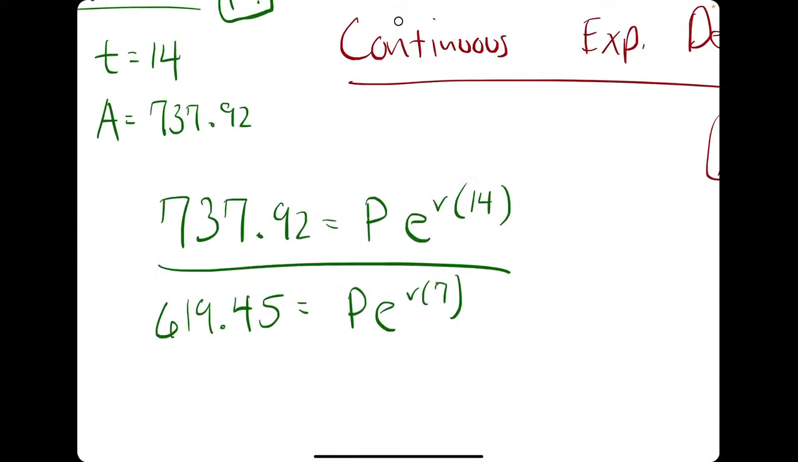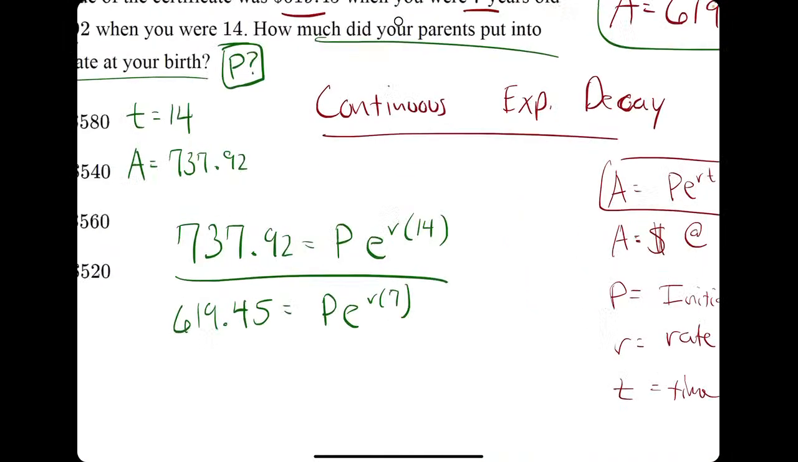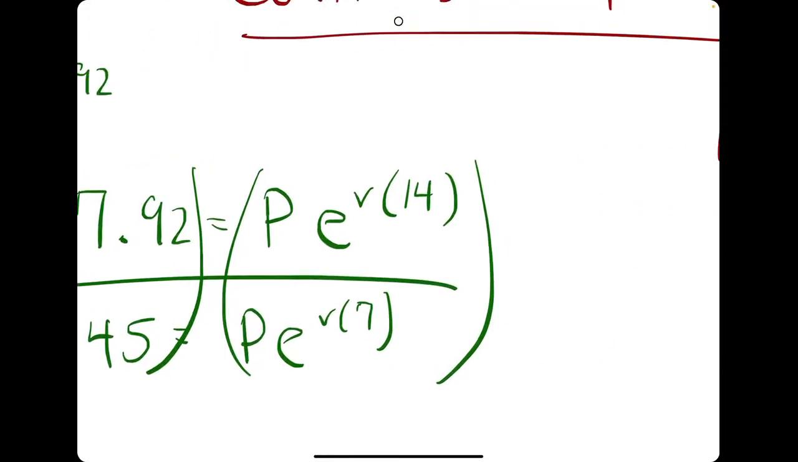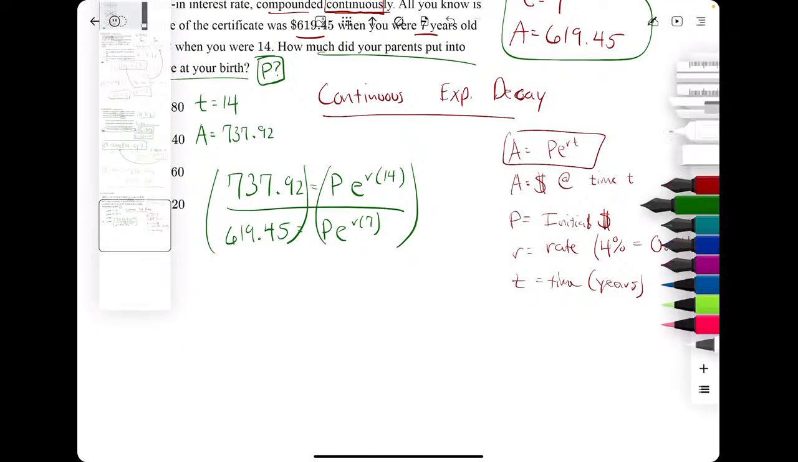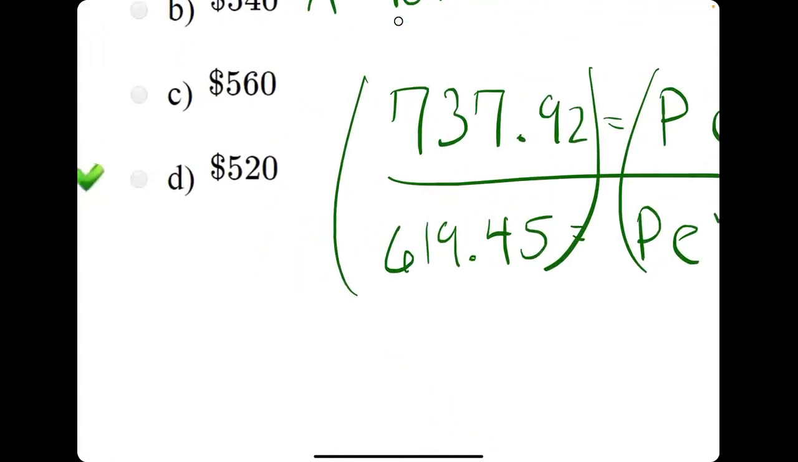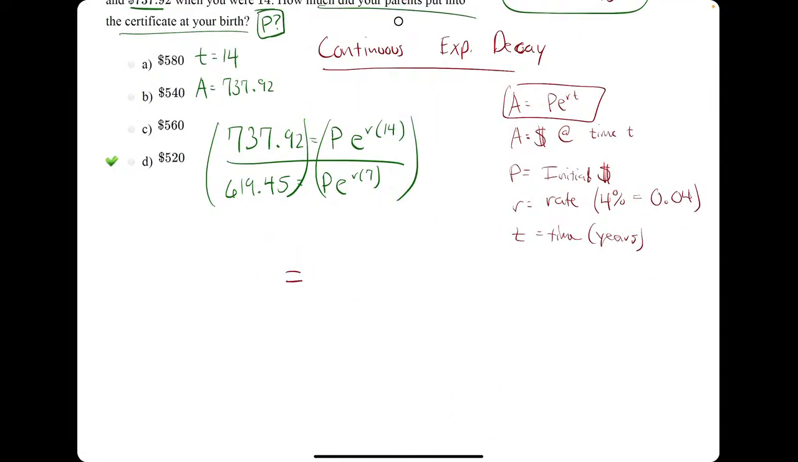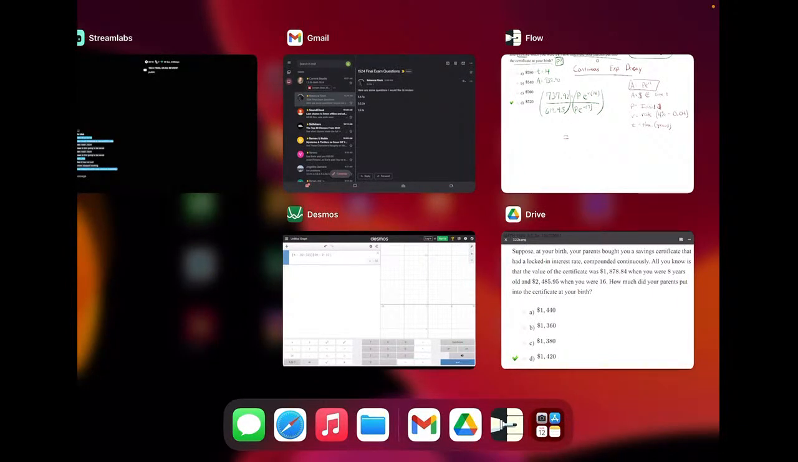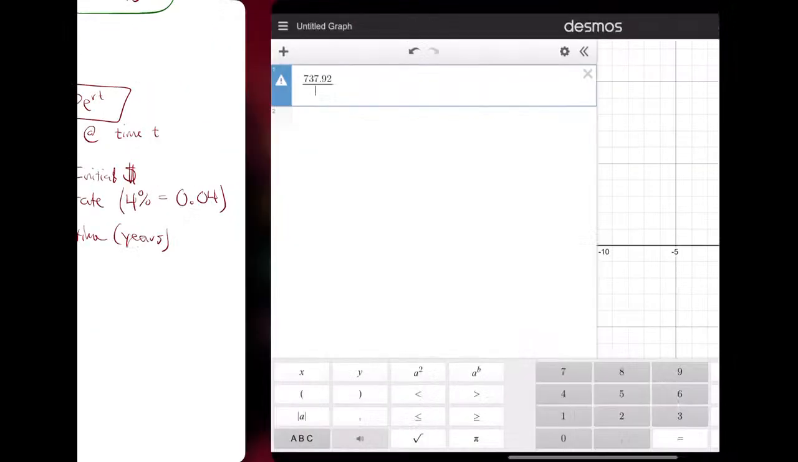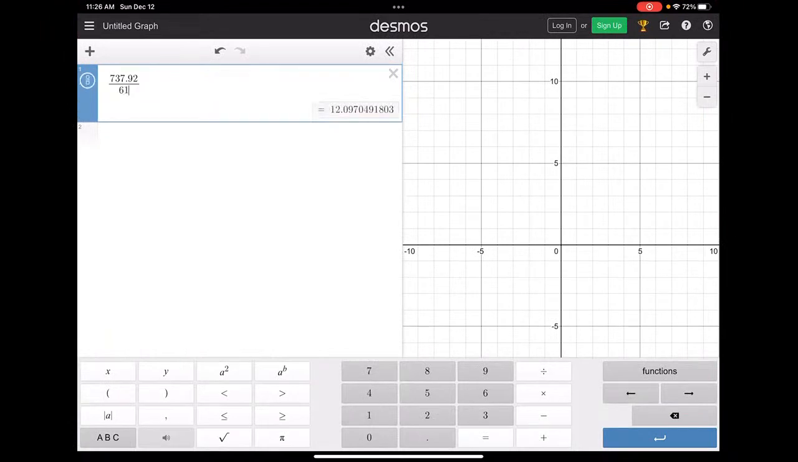The reason I wanted to do the larger values on top is because once we set these up, we will divide the left side by the left side and the right side by the right side. We're essentially dividing one equation by another. So on the left side, 737.92 divided by 619.45. Let's go ahead and calculate that. We get about 1.191.